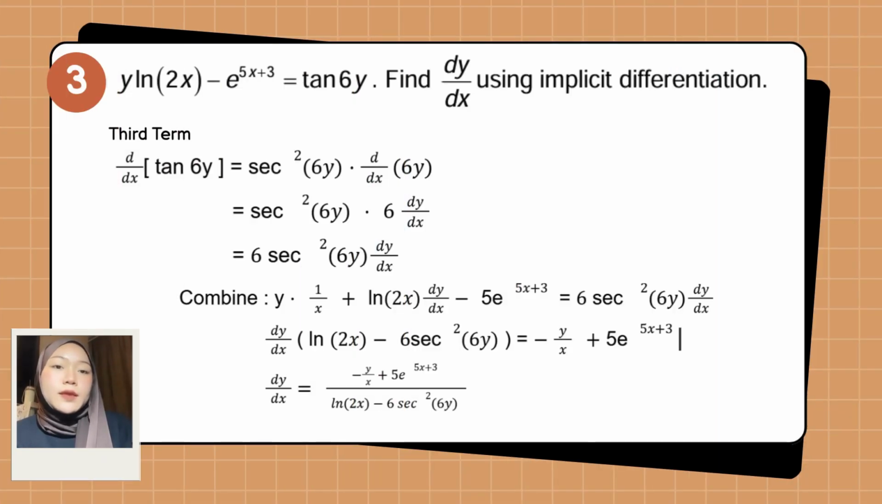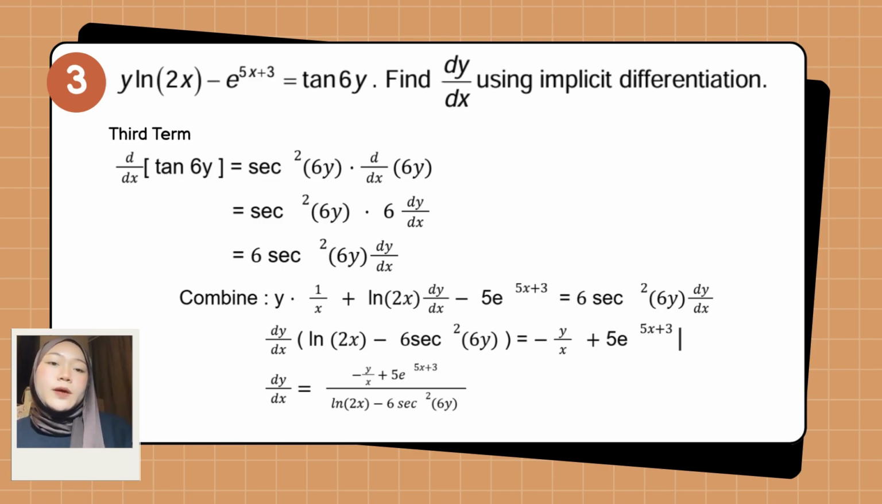Okay, now for the right hand side, we use the chain rule, which is d over dx of tan 6y equals secant square 6y times d over dx of 6y, and then secant square 6y times 6 dy/dx, and the final answer is 6 secant square 6y dy/dx.